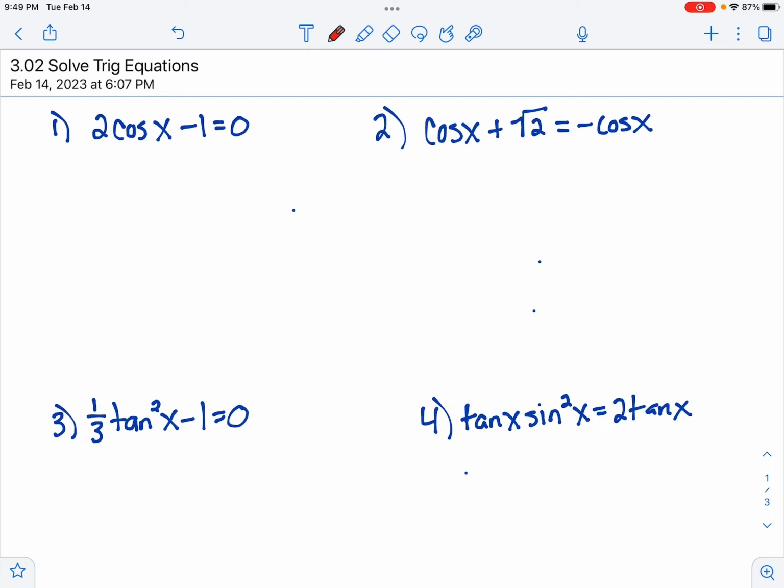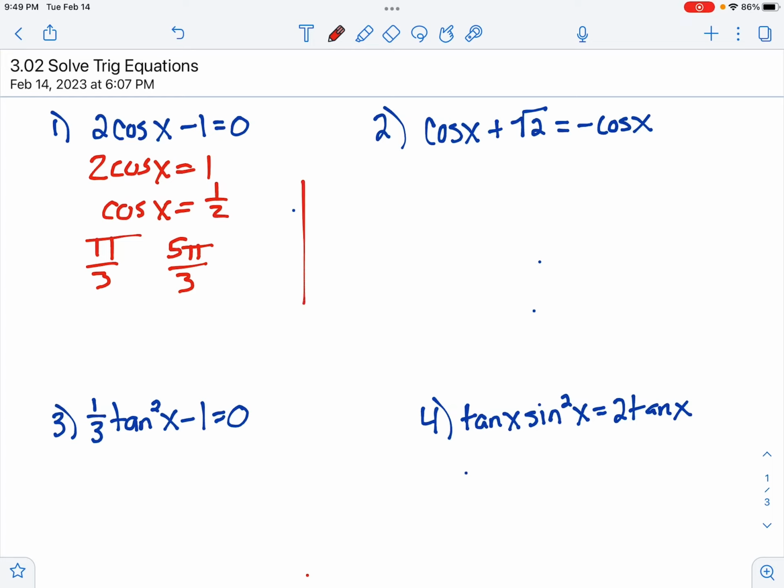We're going to get cosine of x by itself, so we're going to add 1 to both sides and then divide by 2. So we have cosine of x equals 1/2. So think back to your unit circle. Where does the cosine of x equal 1/2? That would be at pi over 3 and 5 pi over 3.